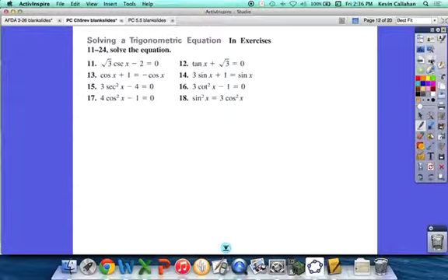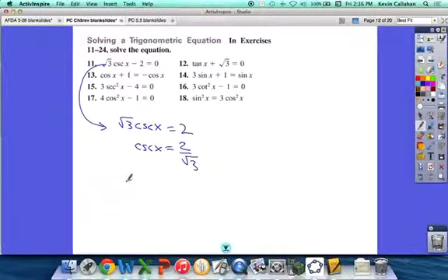What about this one here? Let's say we did that one. We isolate the cosecant. The square root of 3 cosecant of x equals 2. Cosecant of x equals 2 over the square root of 3. Flip both sides. Sine x equals root 3 over 2. And that you should recognize, right? Where does sine equal root 3 over 2?